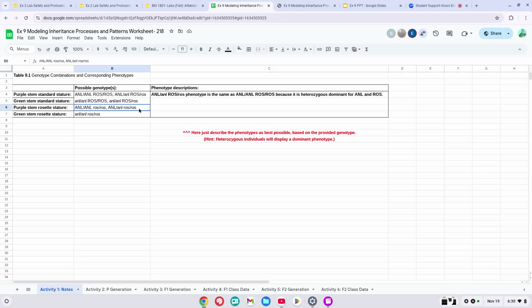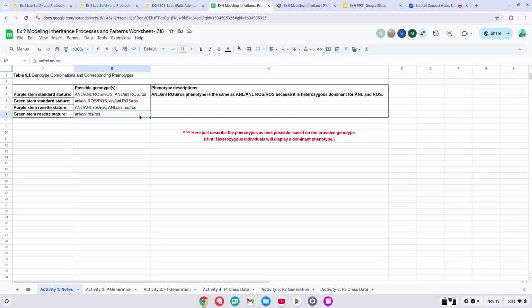What about the purple stem in rosette stature? We've got A&L, right? We're homozygous or heterozygous for that trait with one of these genotypes. And then we have ROS, ROS. We could say something similar, right? We're homozygous recessive for ROS, which is why they have the rosette or dwarf stature. But we're heterozygous for the trait for purple stem in one of these genotypes, and that's why they're both displayed as purple stem, right?